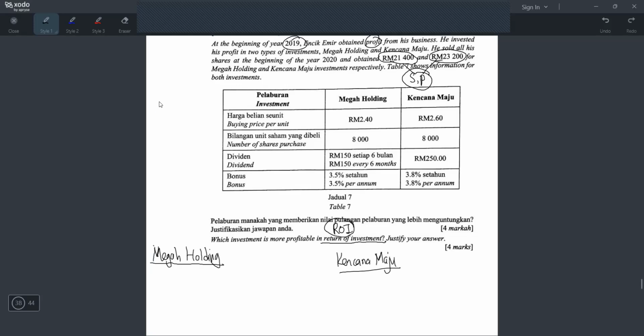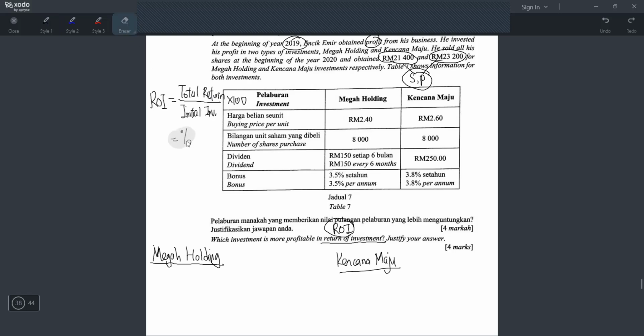You need to know the ROI formula or else you can't do this question. I'm not sure whether this formula is given in the exam or not. Later I will check, but the formula for ROI is total return. The other word for return is profit. Return means profit. Divide by the initial investment, times 100. And your ROI answer will always be in percentage.